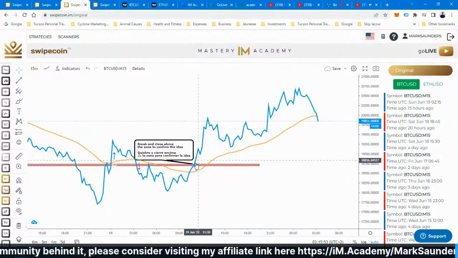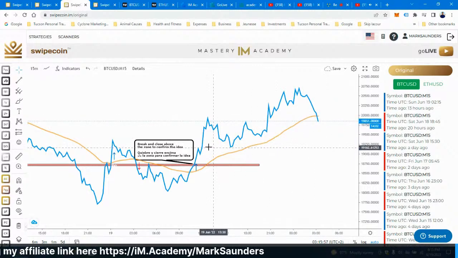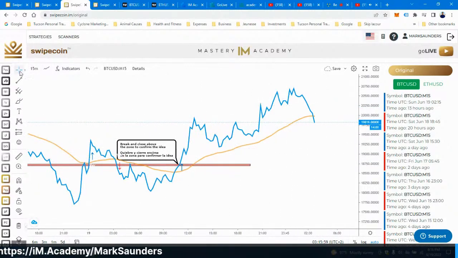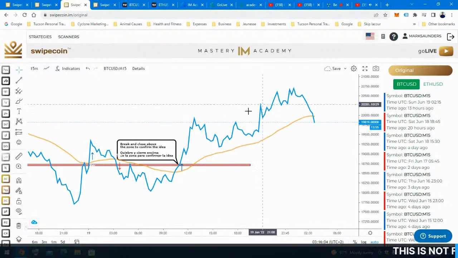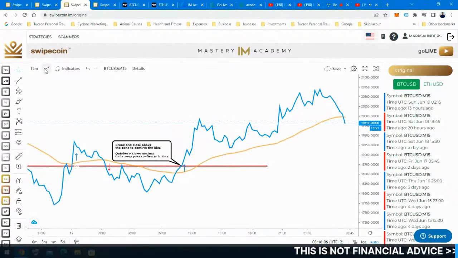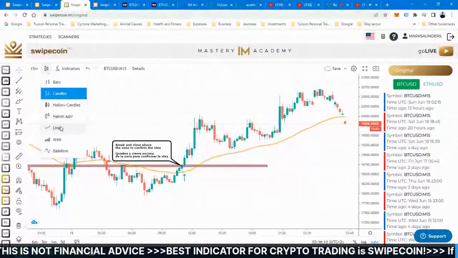This yellow line right here is what they call the 50 EMA, the exponential moving average. So we're working off a 15-minute time frame, and we're working off SWIPECOIN. And the first thing we do is we go to a line chart. It gives it to us in candles, and we're switching it simply to a line chart.